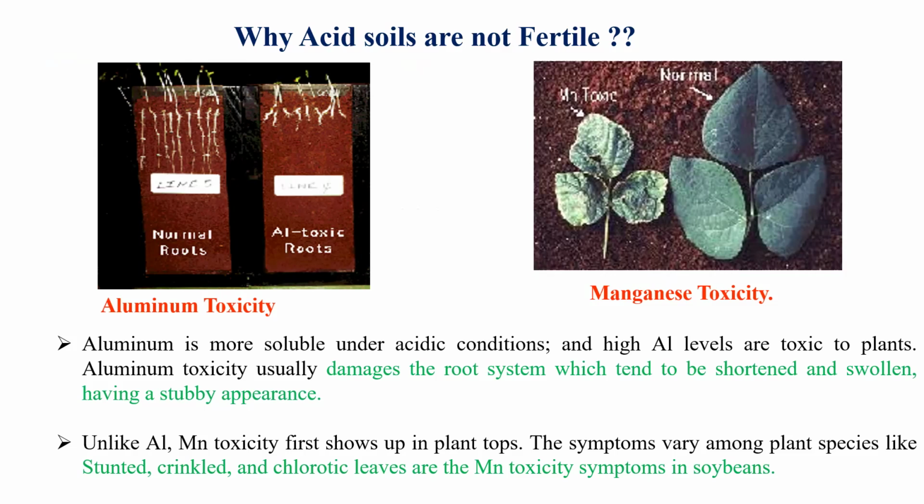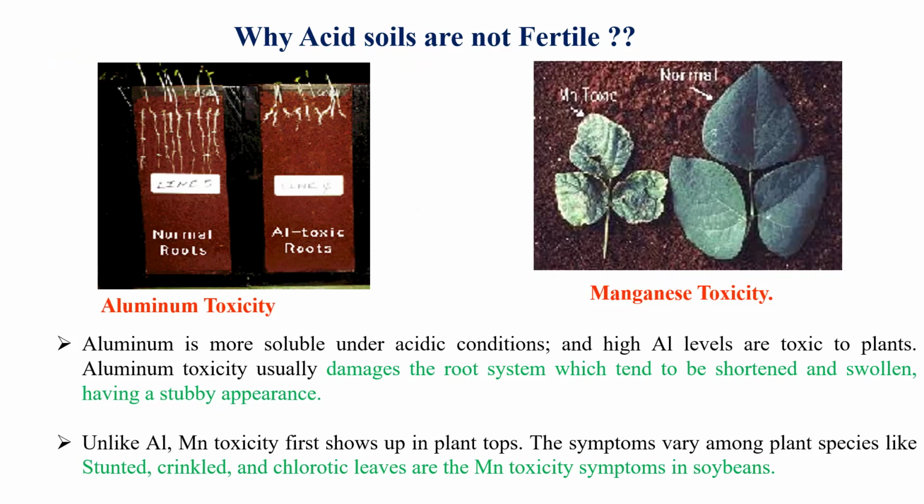First is aluminium toxicity. This toxicity occurs because of the release of aluminium ions under low pH conditions. Aluminium toxicity affects the plants, causing various damages, mainly to the root system. The roots tend to be shortened and swollen, having a stubby appearance.